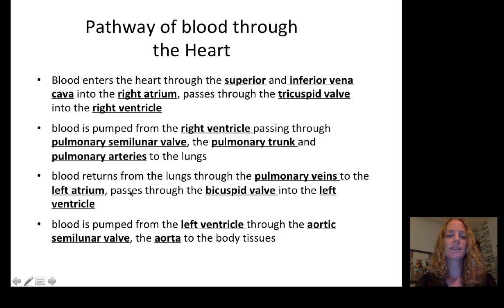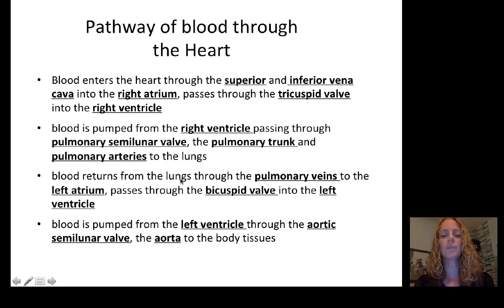So if we summarize this, we can look at the pathway of blood through the heart. Blood's going to enter the heart through the superior and inferior vena cava and into the right atrium. It will then pass through the AV valve on the right-hand side, which is the tricuspid valve, and then enter into the right ventricle. Blood will be pumped from the right ventricle through the pulmonary semilunar valve to the pulmonary trunk and pulmonary arteries, and it will enter the lungs.